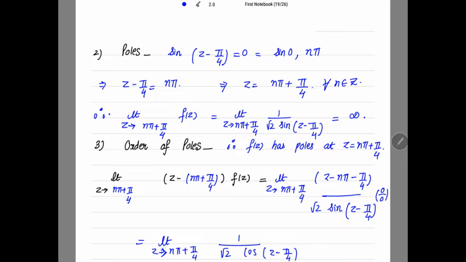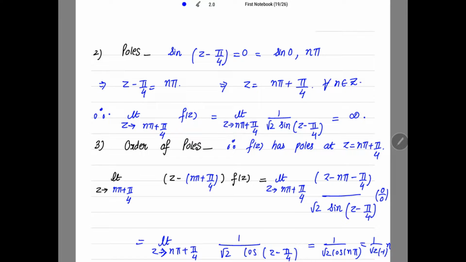And now if you put the limit over here, I am getting cos pi by 4, which is equal to, okay, pi by 4 cancels. I am getting cos n pi. So this is 1 by root 2 cos of n pi. Now for the odd values of n, I get minus 1. For even values of n, I get plus 1. So this is plus minus 1. So can I write it as 1 over root 2 times minus 1 to the power n, according to your n.